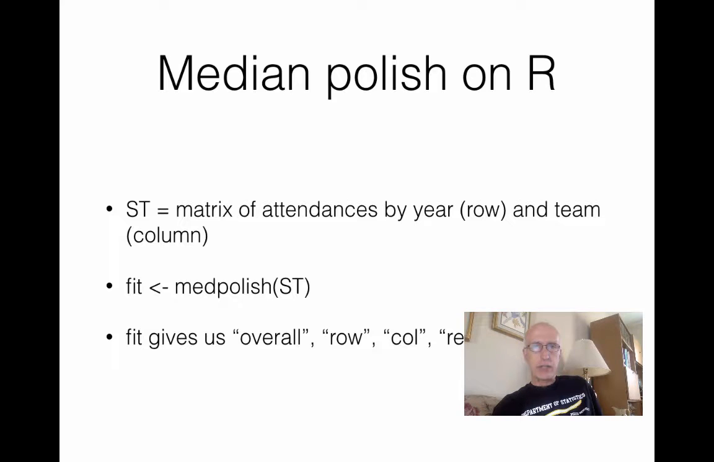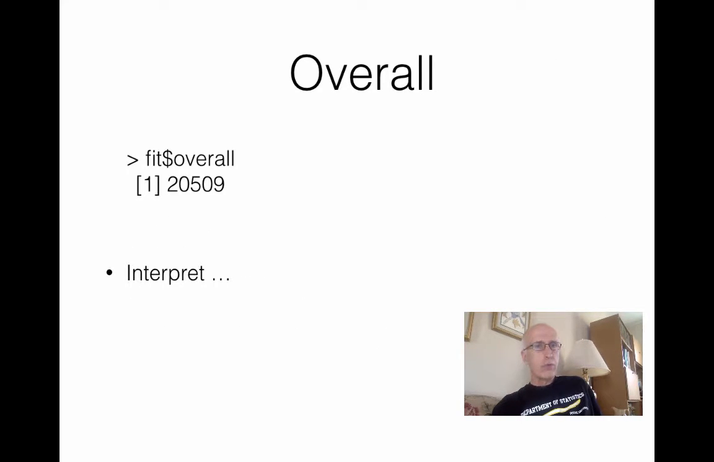Okay, so it's pretty simple to do. Once I have a matrix of the data, then I use the medpolish command to do the median polish. And when you save it in a thing called fit, it'll give you an overall value, a vector called row, a vector called col, and a matrix called residuals. Okay, so we first notice that the overall value is about 20,000. That means that overall, across teams and years, the average attendance is 20,000 people.